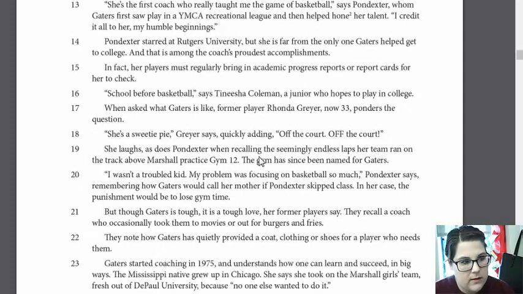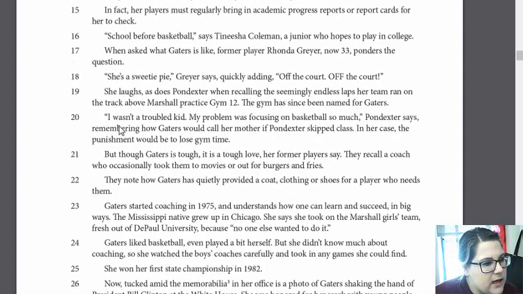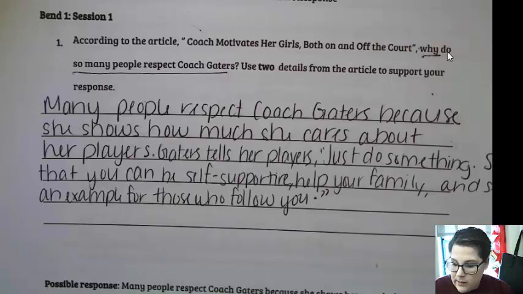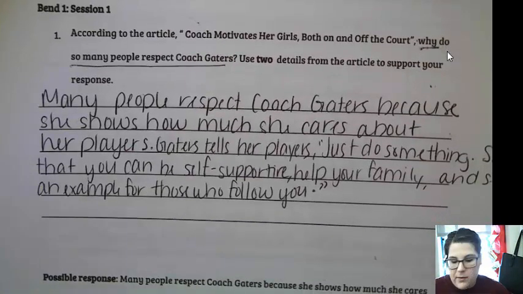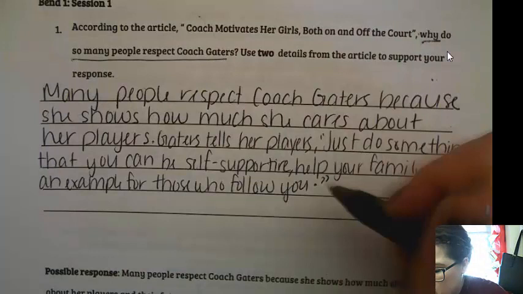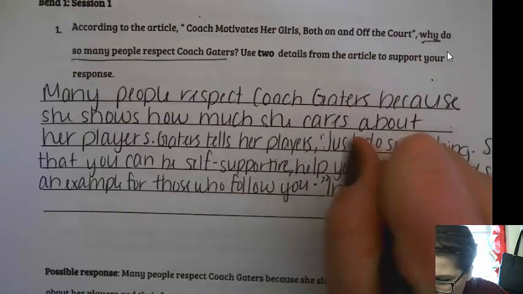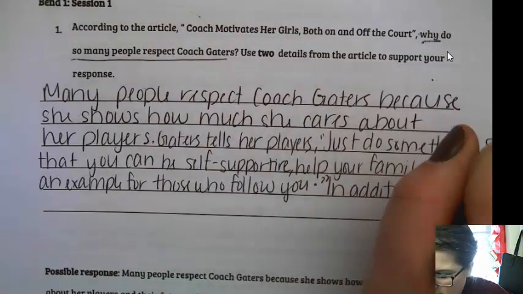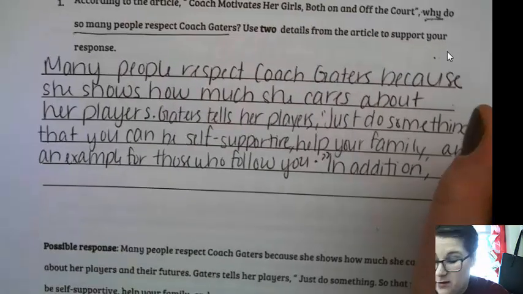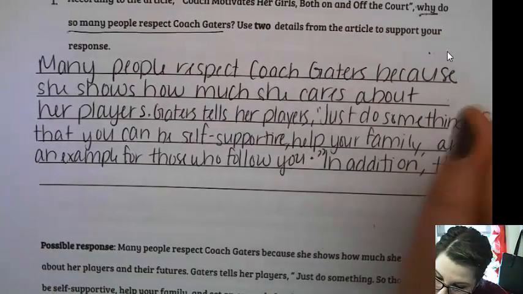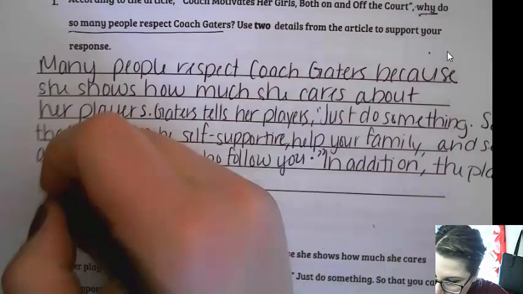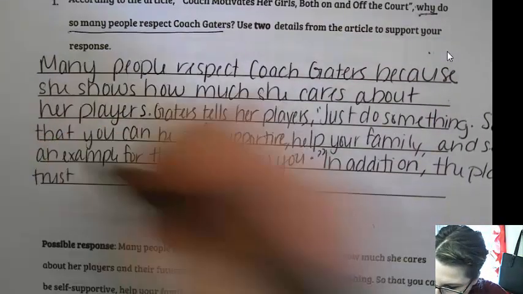I think I have enough here. And then she's got a couple interviews with other students as well, or former players who are going in and vouching for her. They're supporting her, talking about what she's done. So I think what I'm going to do is make an inference about these players. I'm going to use a quick transition. I'm going to say, in addition, and I'm going to make an inference that the players trust her.